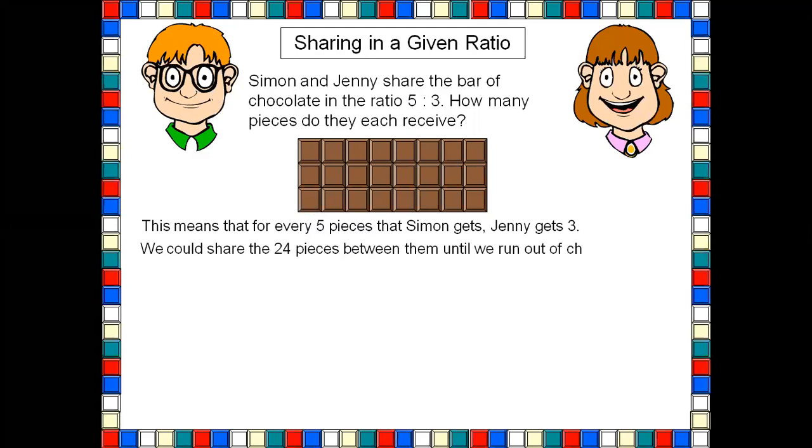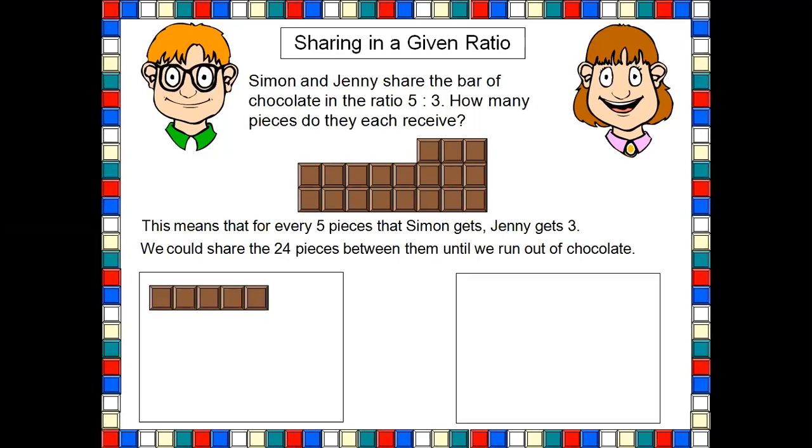So how many pieces are we going to share? And this is a very important thing to know. If we don't know the quantity of the thing that we're going to share, we can't share. So here, if you count all the small pieces, there are 24 pieces. So we need to share 24 pieces between them both.